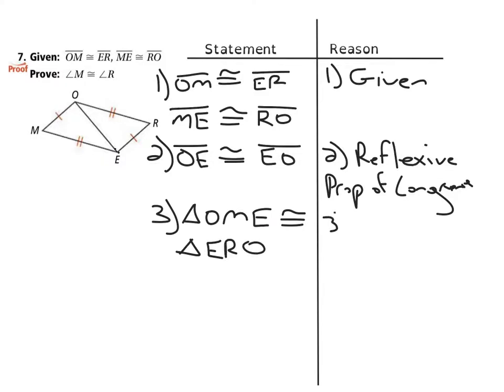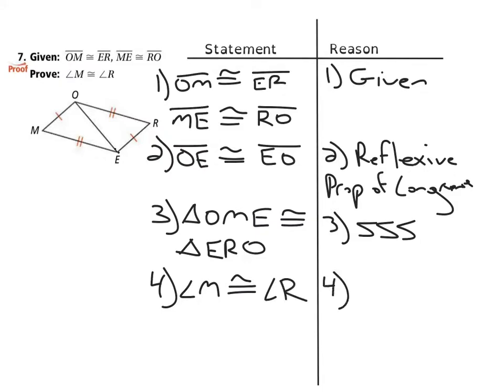And how do we know that this is true? We know this because of side-side-side congruence. Once we proved that that side was reflexive to itself, we had 3 sides, and side-side-side is a congruence theorem. Okay, now once we know that, we can then make that final statement that angle M is congruent to angle R. And the reason that we know that is because corresponding parts of congruent triangles are congruent.